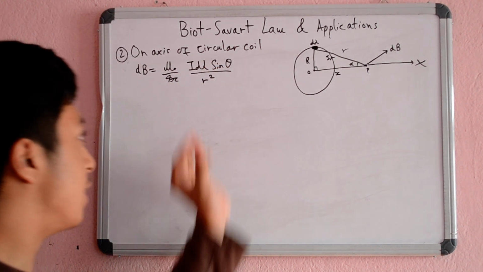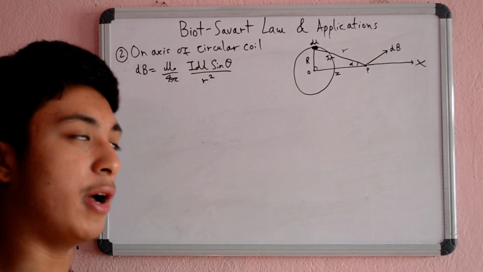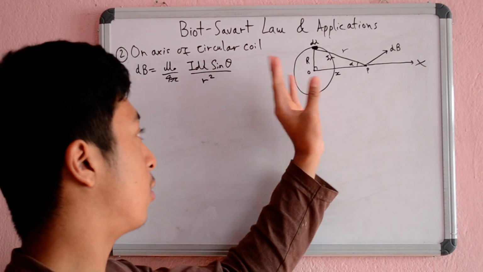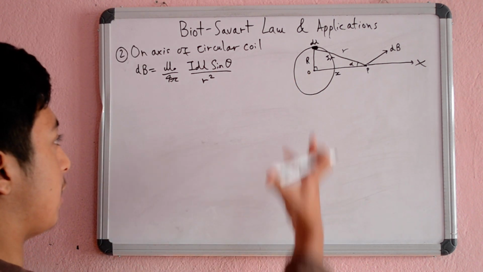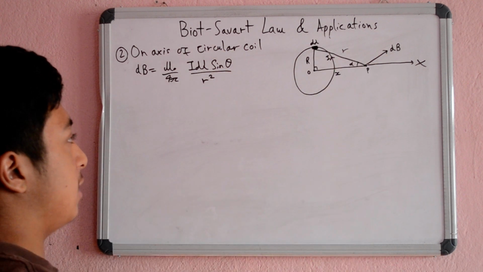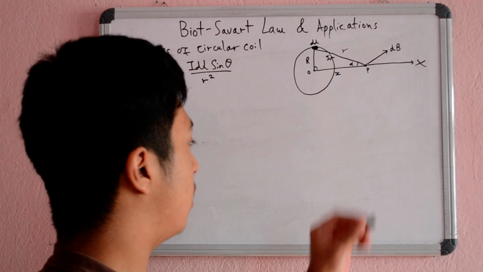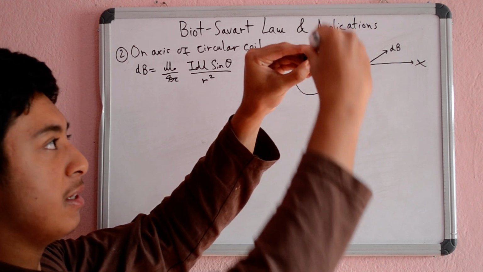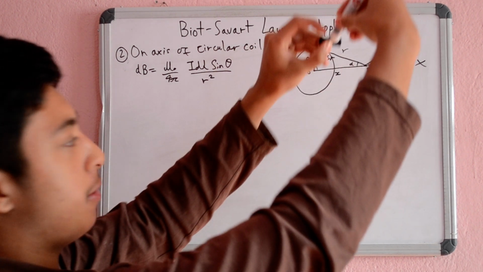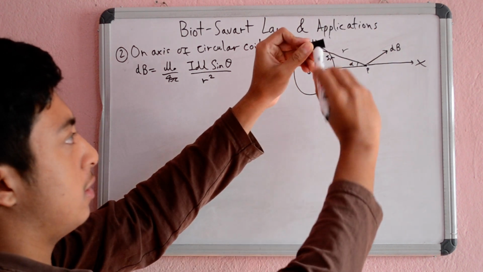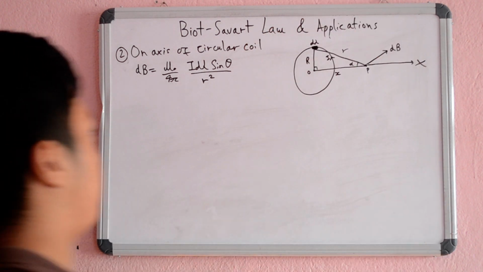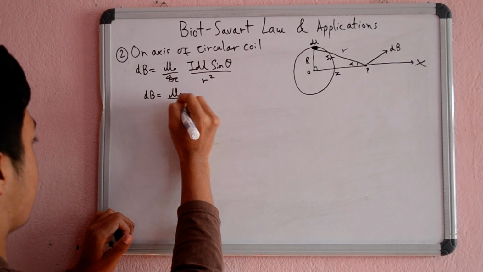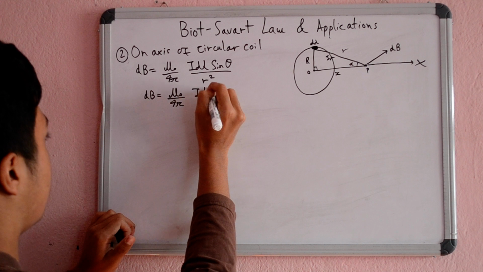Now sine theta will be equal to 1, because in this figure as well the current element is tangential to this circular coil, meaning that the angle between dl and this radius is 90 degrees. No matter where the radius is, this angle will always be 90 degrees no matter where it rotates. So dB will be equal to mu naught by 4 pi I dl by r square.